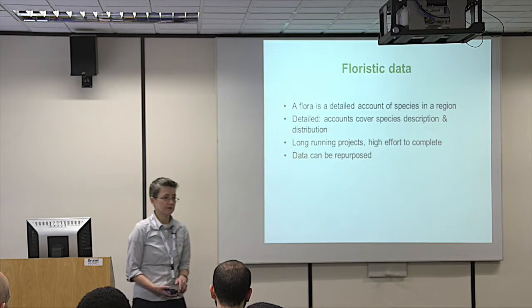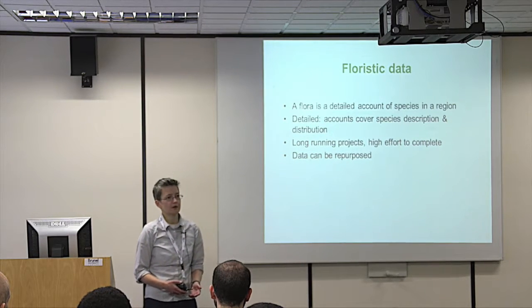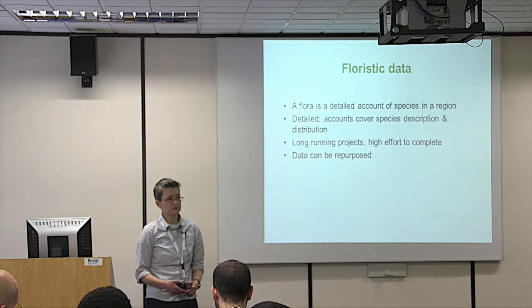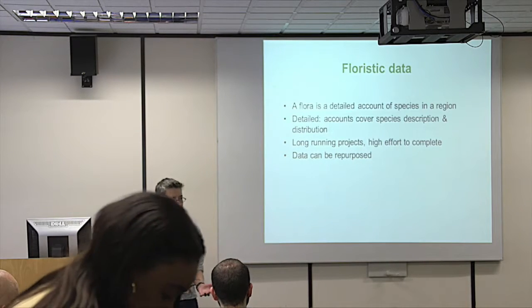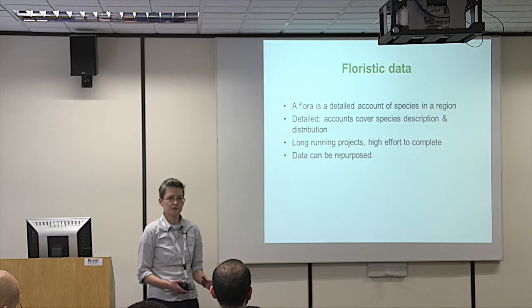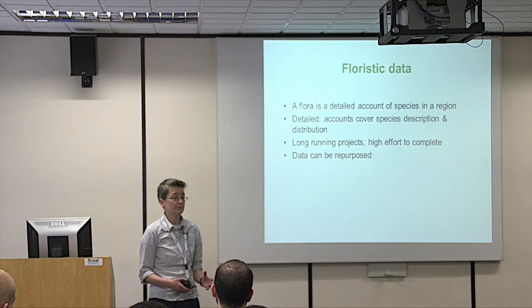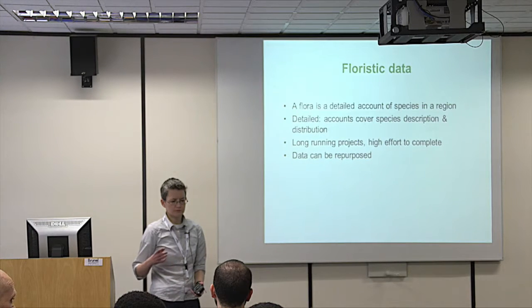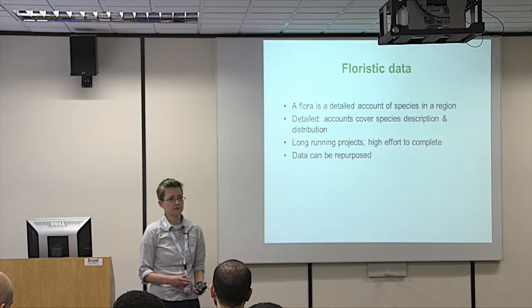So a flora is a detailed account of the species of plants that are found in a particular geographic region. They're really detailed. They're expensive, long-term projects. They cover very, very precise descriptions, and they're aimed often at experts. So very, very dense in terms of the amount of data that they include, as well as enumerating the species found in a region and what those species look like. They'll say the distribution of the species within that region.